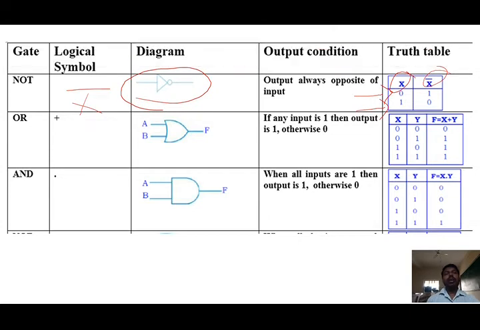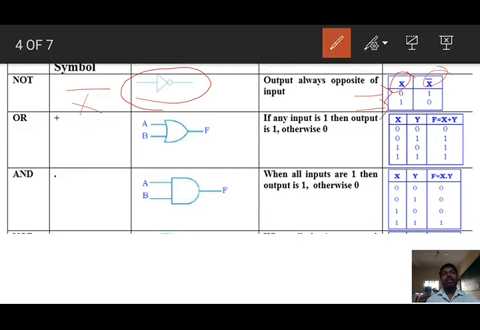The logical symbol of OR gate is plus. If you give A and B as input signals, you will get output A plus B. And this is the logical diagram of OR gate. Then output condition. Dear students, if any input is 1, then the output is 1, otherwise 0. Remember the output condition very clearly.